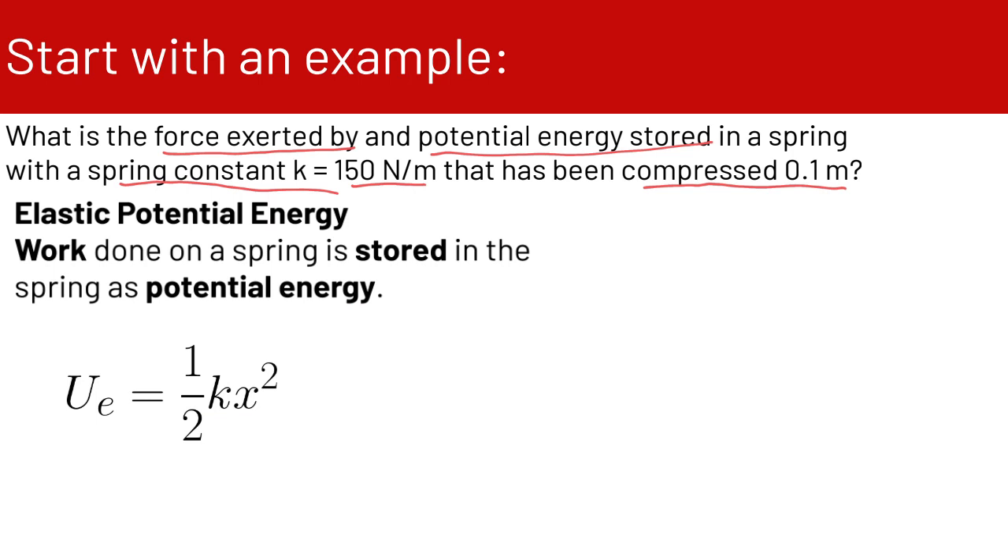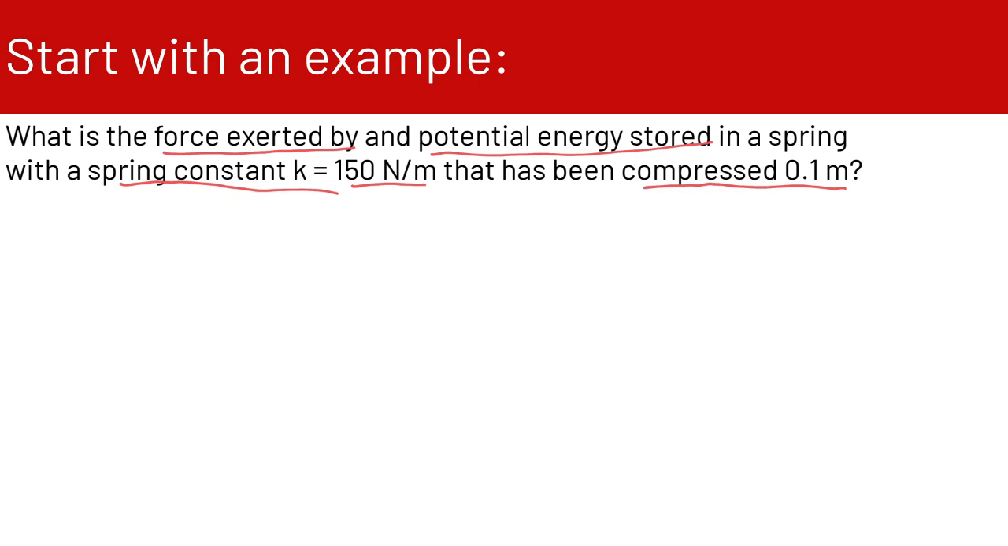And the last bit of information we need to know is about elastic potential energy. The work done on a spring is stored in the spring as potential energy. The equation for spring potential energy is U sub E, the spring potential energy, equals 1/2 k x squared. Again, k is the spring constant, and x is the displacement, the spring stretching. This is really similar to kinetic energy, so the formulas are pretty close.